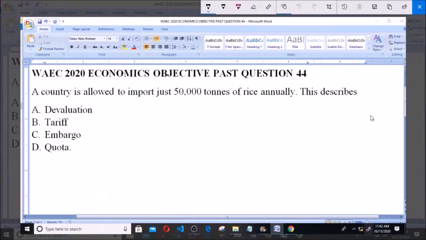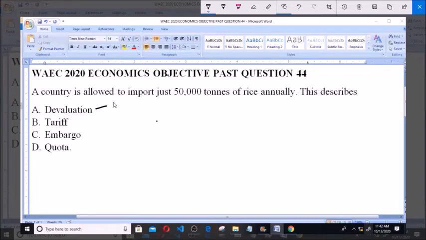Hello and welcome. I will be answering WAEC 2020 Economics Objective Past Question 44. A country is allowed to import just 50,000 tons of rice annually. This describes A. devaluation, B. tariff, C. embargo, D. quota. So let's look at the definition of each of the options to see which one matches the scenario placed in the question.